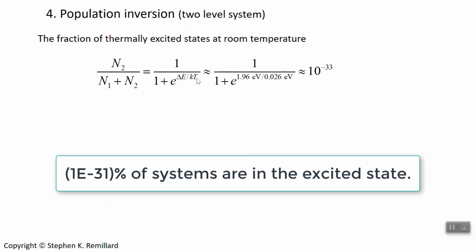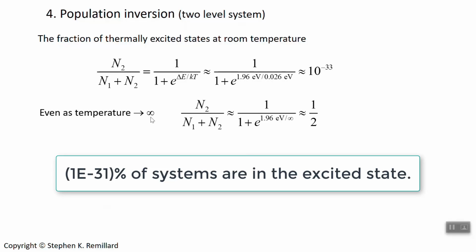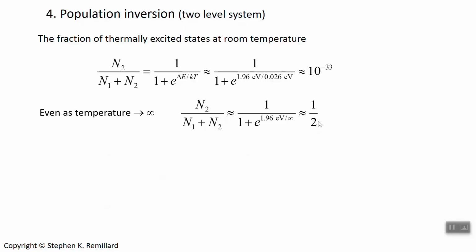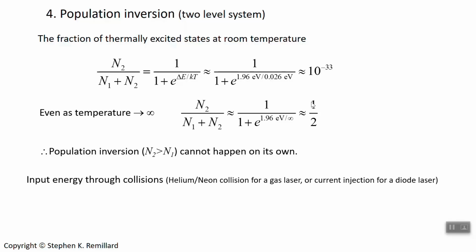Well, what about when the temperature gets high? Well, even if the temperature goes to infinity, this only goes to 1/2. That's a classic two-state problem where you can never have more than half of your states excited due to thermal excitation. So population inversion won't happen just from temperature. It won't happen on its own. You have to design a system that makes it happen.